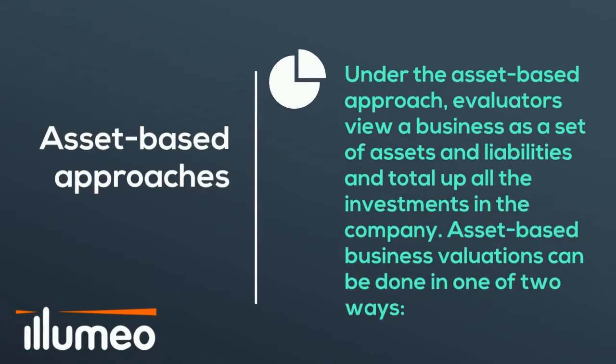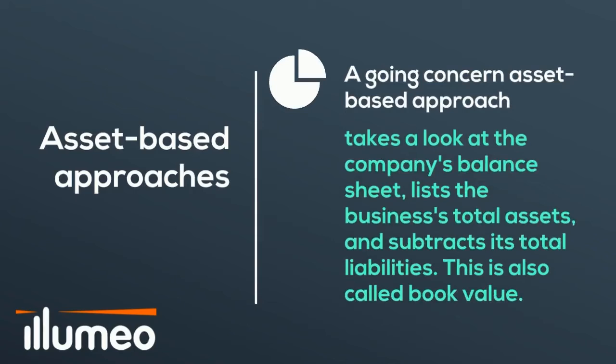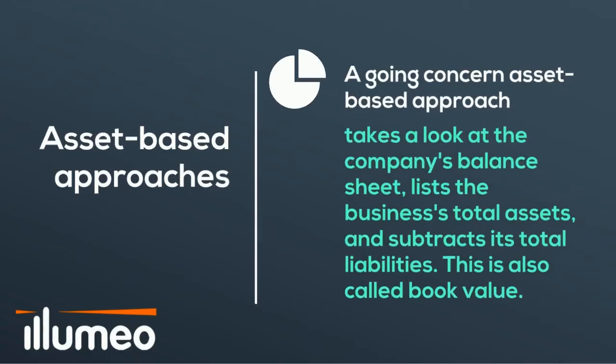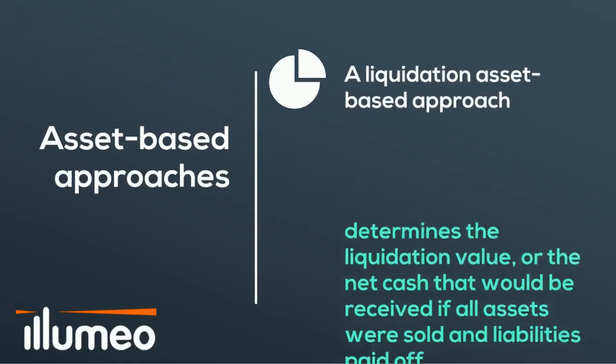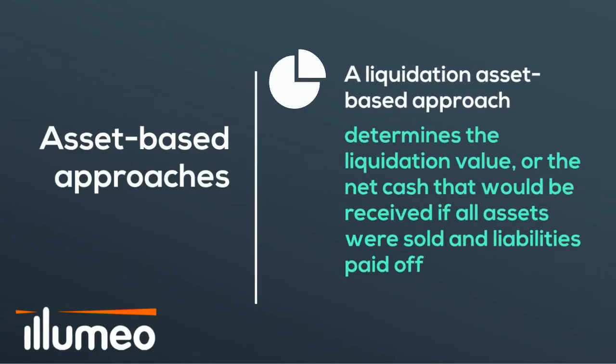Asset-based approaches. Under the asset-based approach, evaluators view a business as a set of assets and liabilities and total up all the investments in the company. Asset-based business valuations can be done in one of 2 ways. A going concern asset-based approach takes a look at the company's balance sheet, lists the business's total assets, and subtracts its total liabilities. This is also called book value. A liquidation asset-based approach determines the liquidation value, or the net cash that would be received if all assets were sold and liabilities paid off.